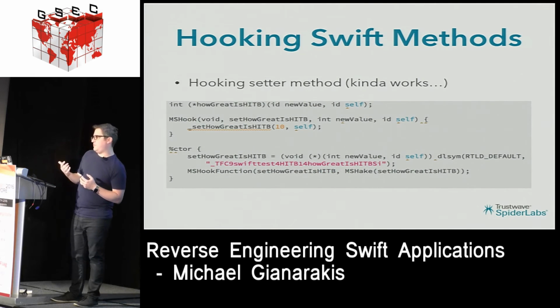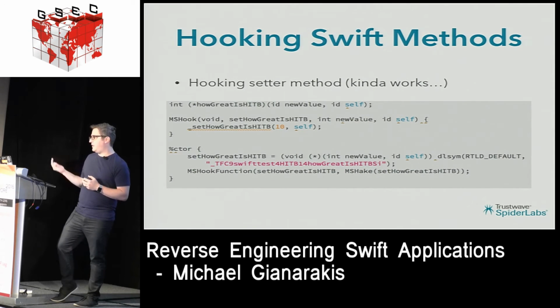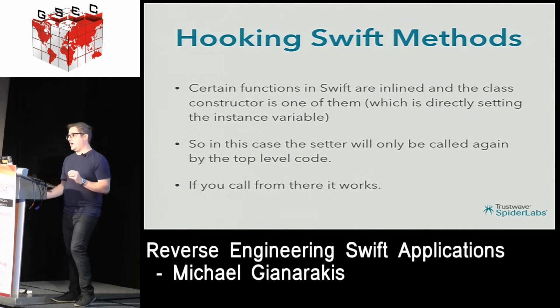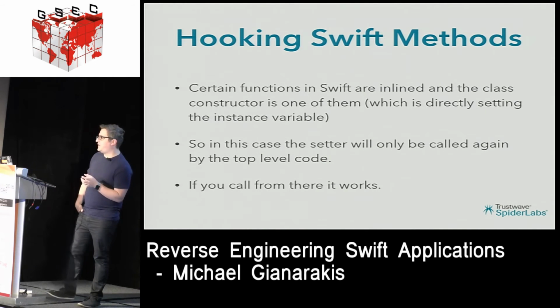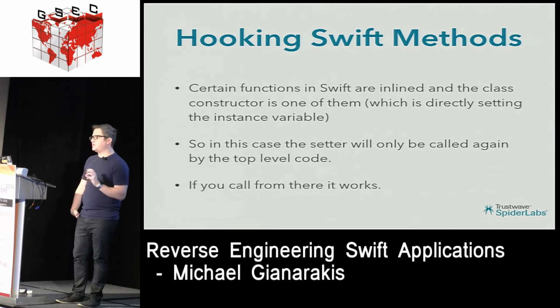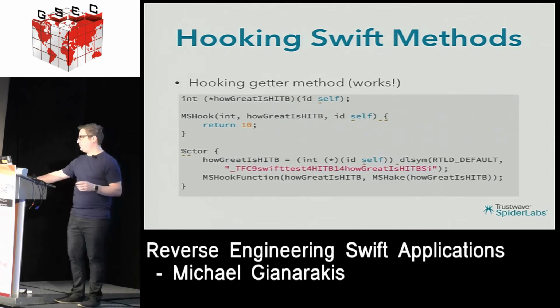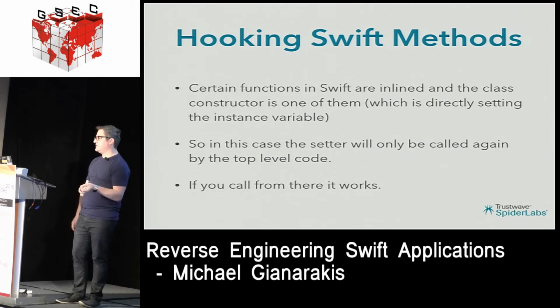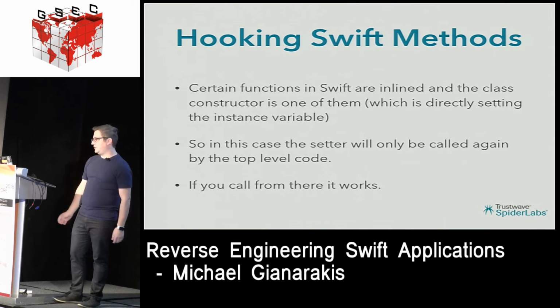You can hook the setter method, which kind of works. So the set how great is HACK-in-the-box. That kind of works. Where it falls down is certain functions in Swift are inlined, and the class constructor is one of them. So init, that's what we saw here, and that's what's setting the instance variable. So in this case, the setter will only be called again by the top level code. So if it's called from there, the hook works. But if it's not, then you won't get the new value.